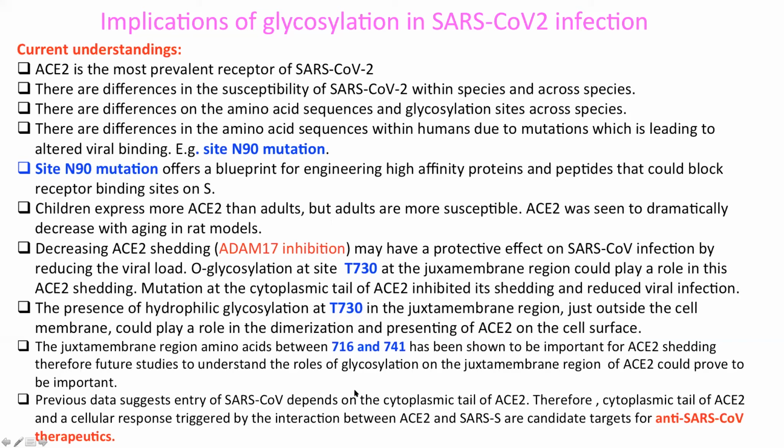Previous data has suggested that this cytoplasmic tail of ACE2 could be a candidate for targeting for anti-SARS-CoV2 therapeutics. So it will be important, I think, to take note of these glycosylations, the O-glycosylation at T730, and see where that will lead us in understanding better the glycobiology of ACE2 and the way it is presented on the cell surface for the virus.